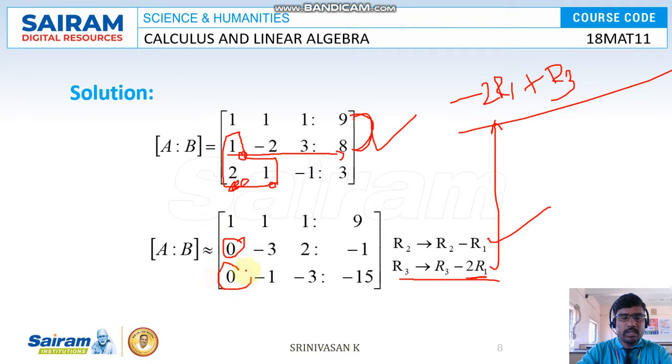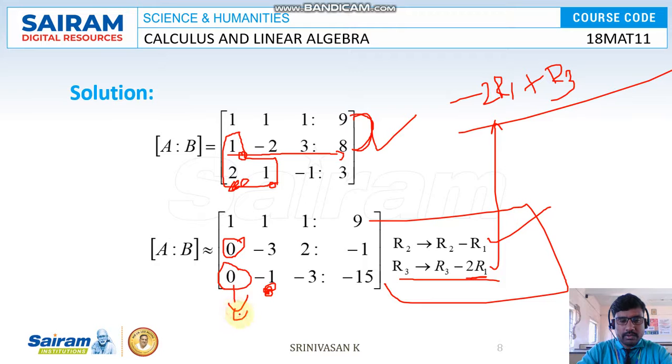Next, we have to make 0 here by using the second row. Don't use the first row here, because if you use the first row, your values will change. If you simply add 1 and 3, your values will be disturbed. So that is the wrong process. Just compare this. Okay, so this is minus 3, this is minus 1.